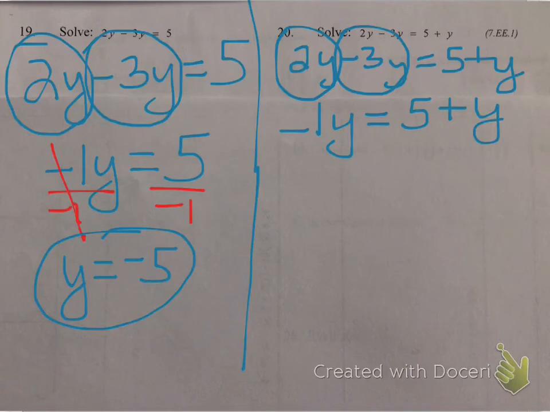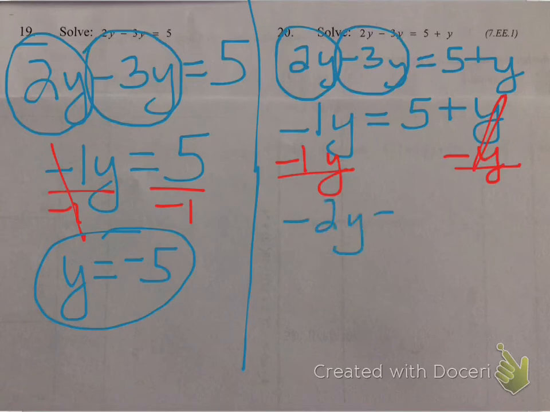Now I'm going to get my variable on one side of the equation. So I'm going to move my positive y to the left side of the equation. So I'm going to subtract 1y there, and I'll subtract 1y there. These cancel out. On the left side, I have negative 2y equals 5.